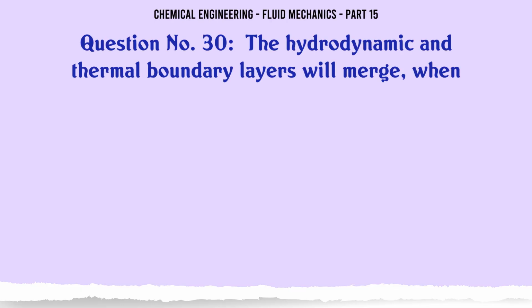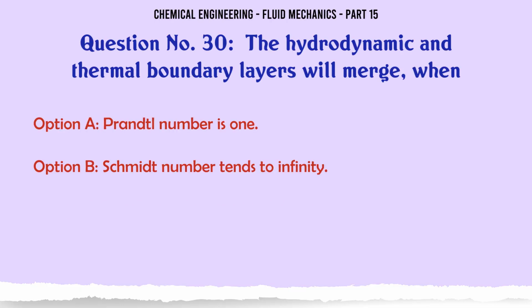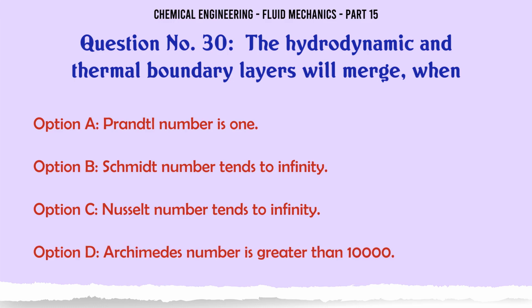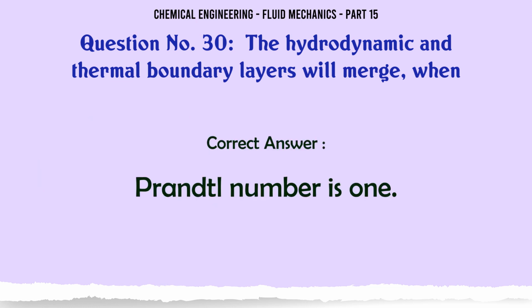The hydrodynamic and thermal boundary layers will merge when A. Prandtl number is 1, B. Schmidt number tends to infinity, C. Nusselt number tends to infinity, D. Archimedes number is greater than 10,000. The correct answer is Prandtl number is 1.